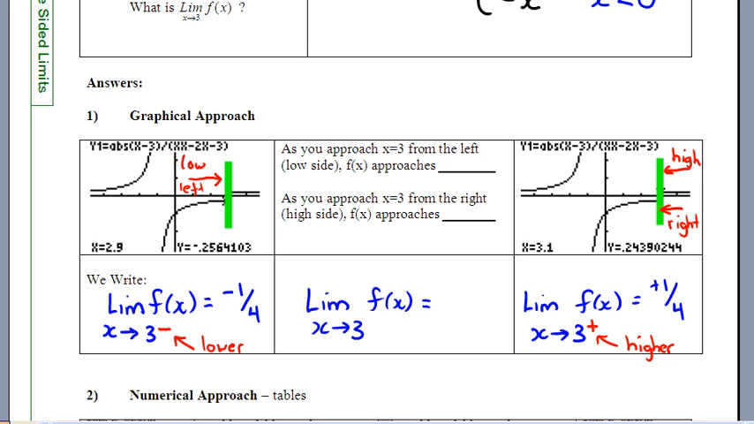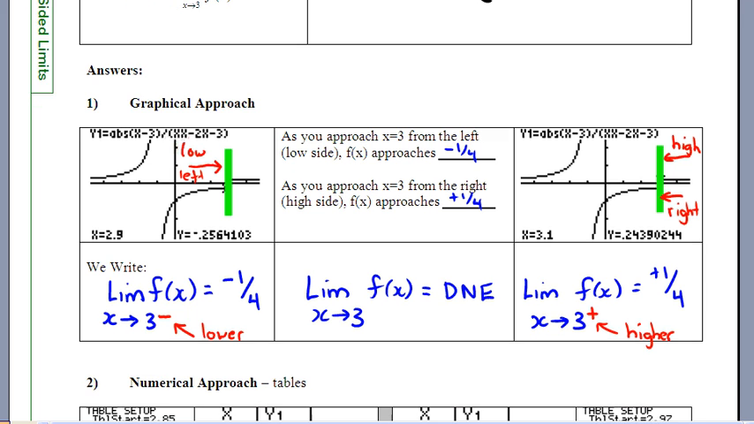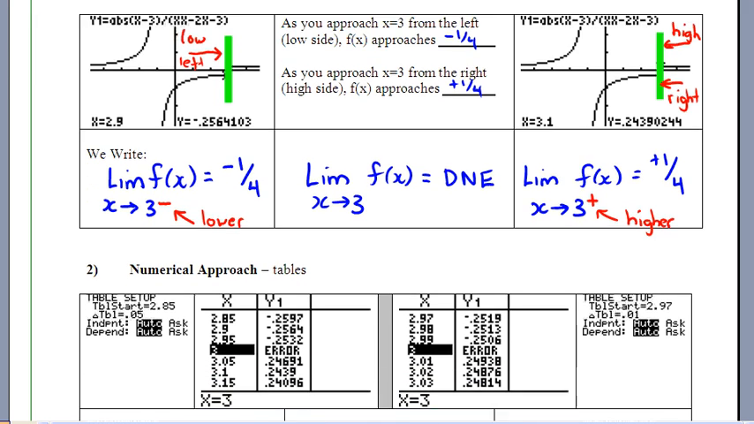The little signs up here: as you approach x equals 3 from the left, from the low side, it was approaching one answer. As you approach from the right, it's a different answer. So if they just say, what if you approach 3? You have to say, look, there's no good answer. The limit itself doesn't work, but the sided limits do. And so you've got these one-sided limits that are fine, but not the limit overall.